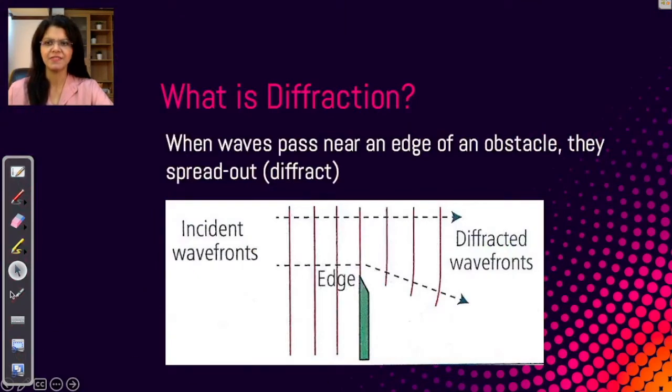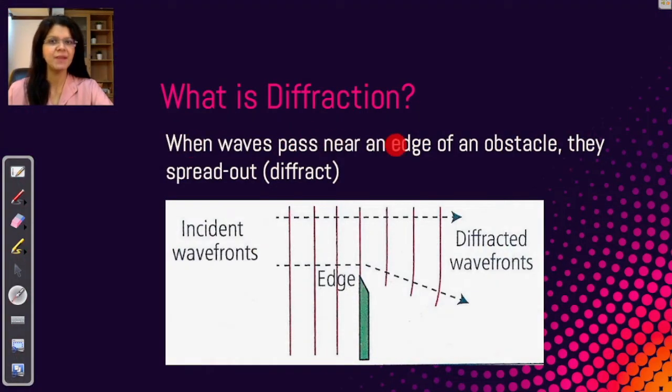So what is diffraction? When waves pass an edge or an obstacle, they spread out, or they diffract. Let us see what is happening. You have a set of incident wavefronts. These are your incident wavefronts where I am putting the tick. They come and cross a barrier. The green thing that you see here is a barrier, and if it is a barrier, it will have an ending point, which is the edge, the corner of the barrier.